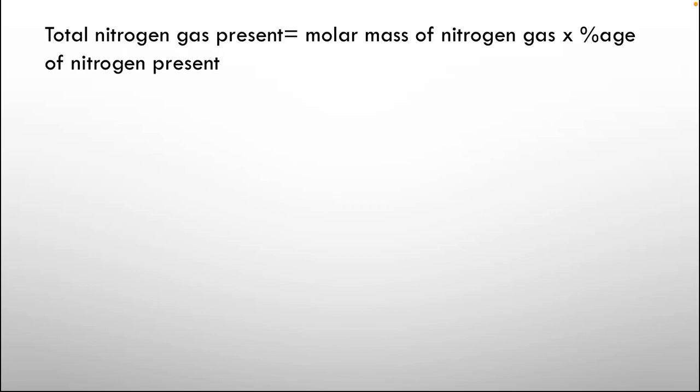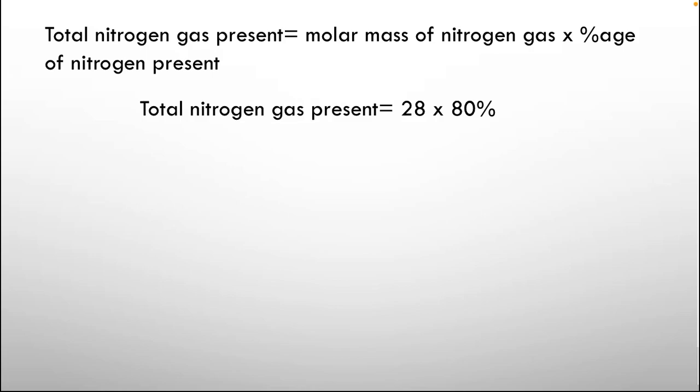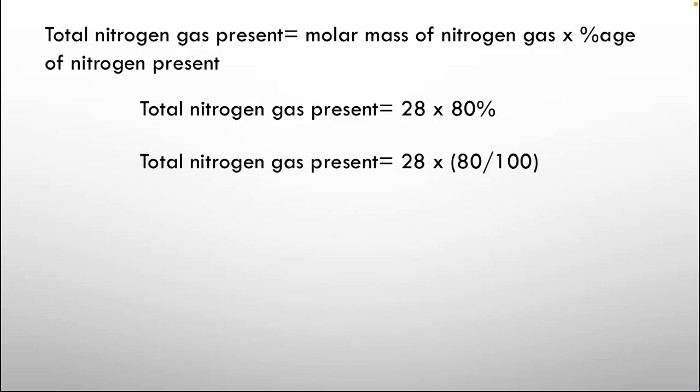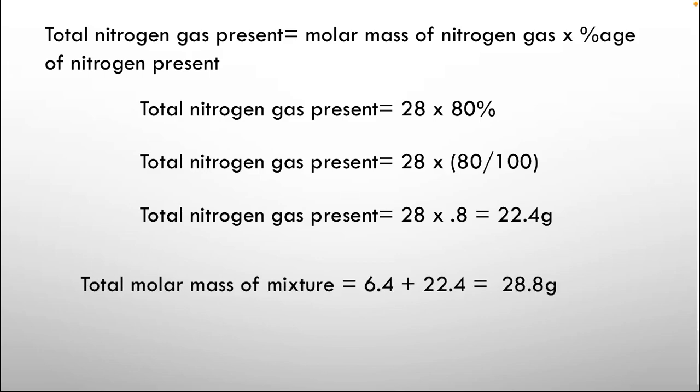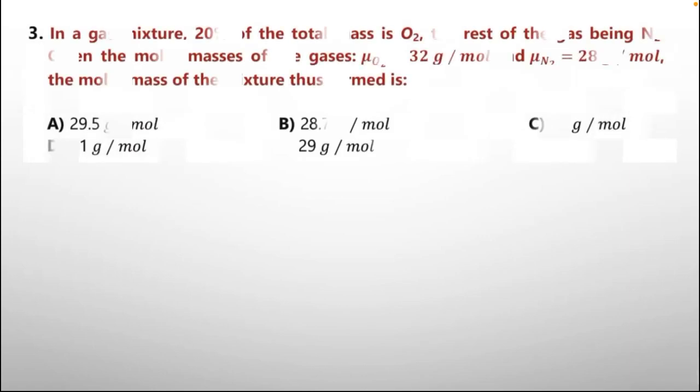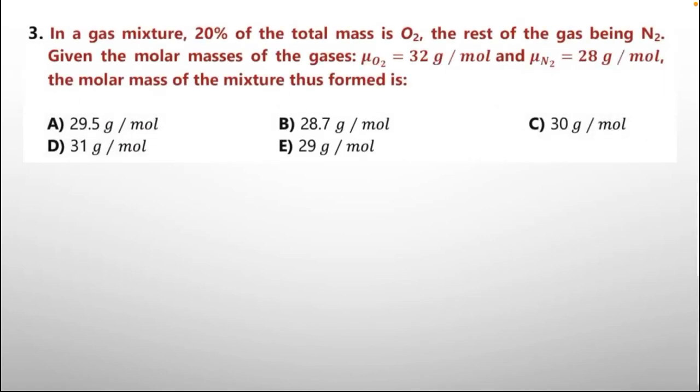Similarly, we are going to do it for nitrogen gas using the previous formula. Total nitrogen gas present equals 28 multiplied by 80%, 28 multiplied by 80 divided by 100, 28 multiplied by 0.8, which is equal to 22.4 grams. Now the total molar mass of the mixture is 6.4 plus 22.4, the oxygen and nitrogen present, and the answer we get is 28.8 grams. So the answer to question number 3 is option B, 28.7 grams per mole.